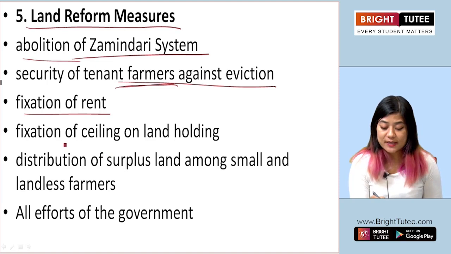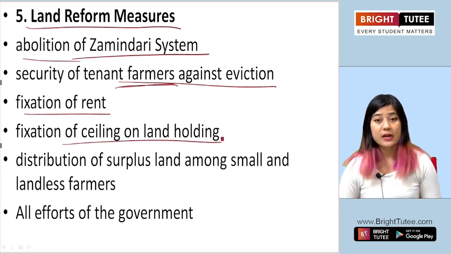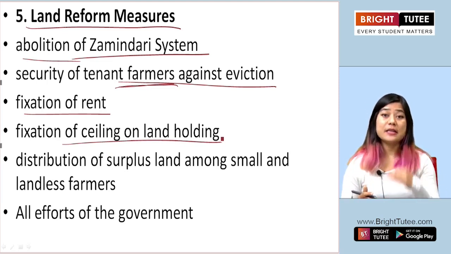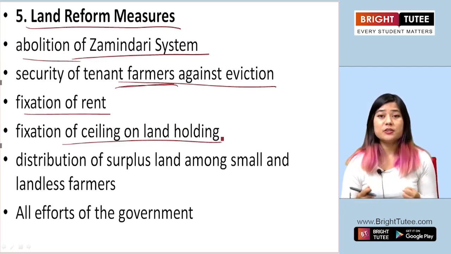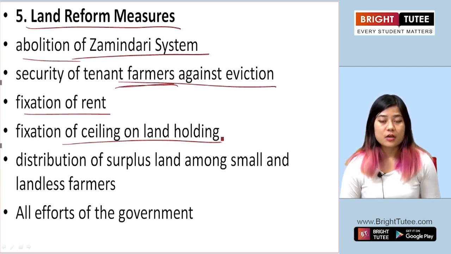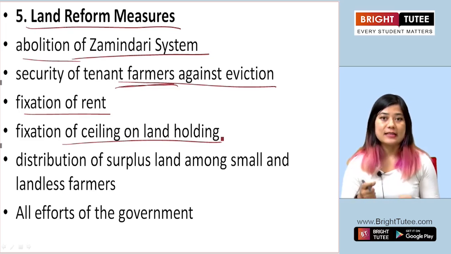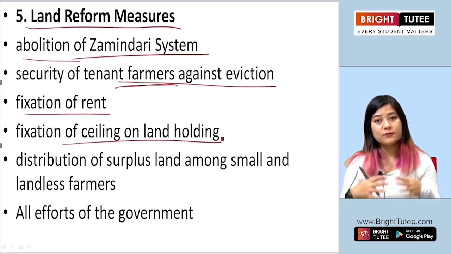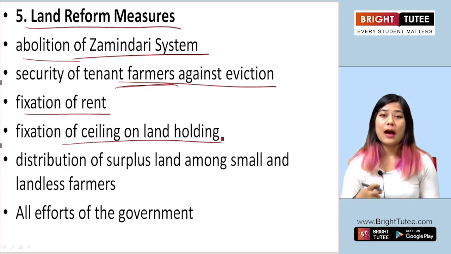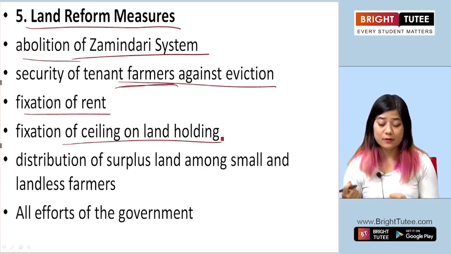And by fixing a ceiling on land holding, the government also makes sure that everybody has a limit on how much property they can have. Just because you're rich, you can't have everything. You cannot buy and be the owner of all the land that is available. There's a ceiling, there's a limit, and you have to be under that limit. That way the government tries to control how much land a rich or powerful landlord can have.